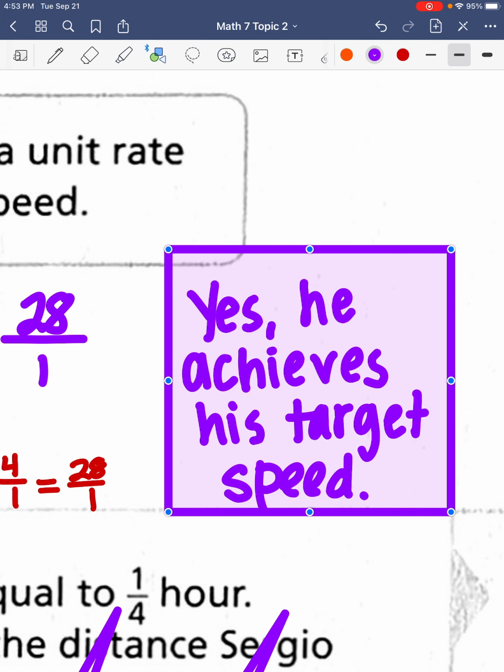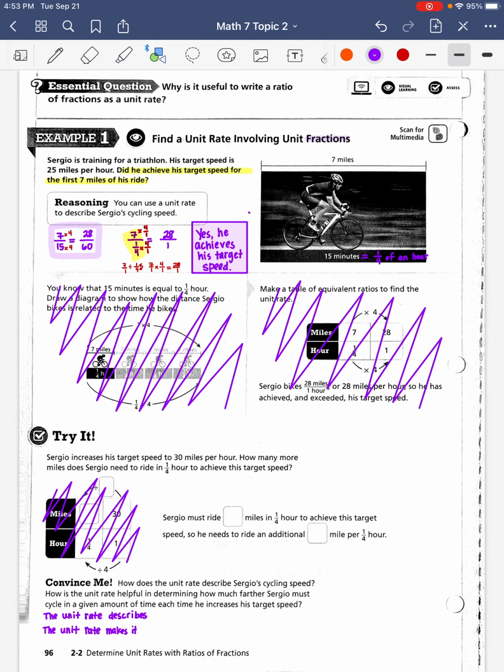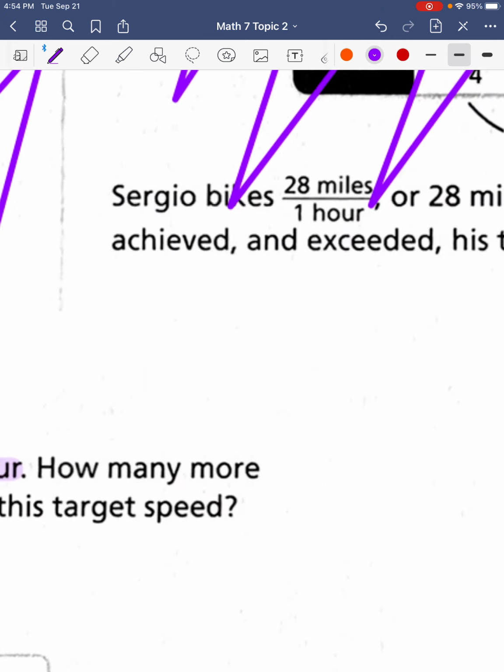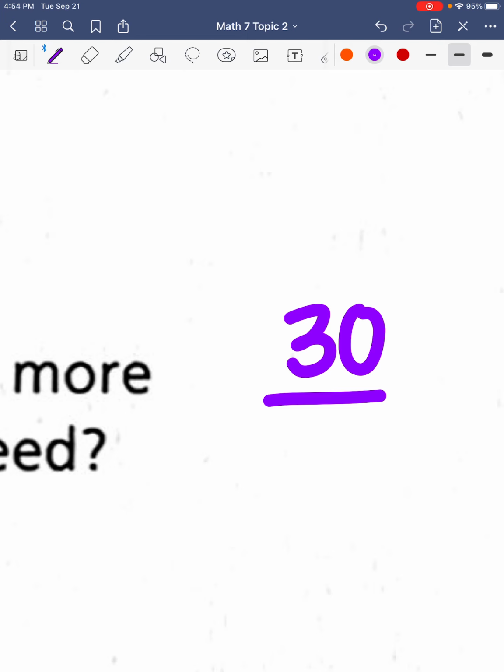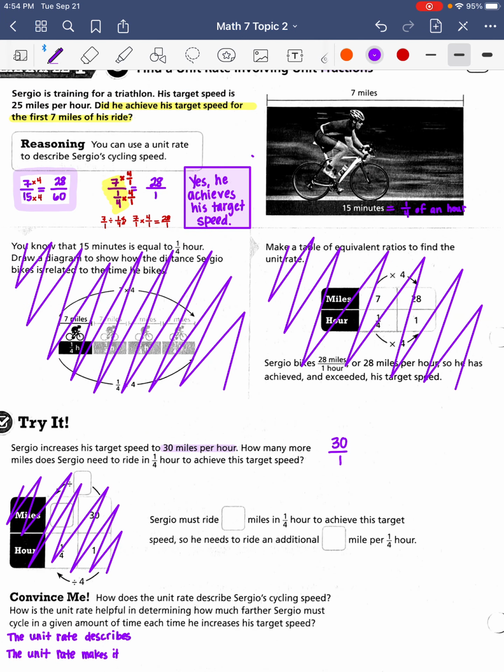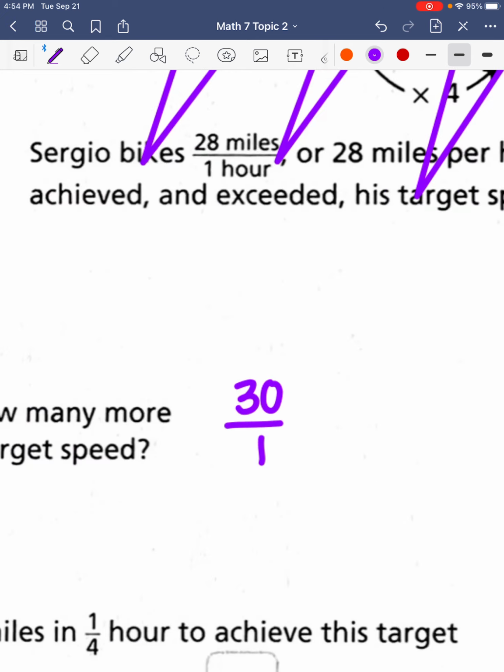Okay, moving on to try it. Sergio increases his target speed to 30 miles per hour. How many more miles does Sergio need to ride in 1/4 of an hour to achieve his target speed? Okay, so we're going to start right here with the unit rate. And it tells us that he increases his target speed to 30 miles per hour. So I'm going to write a unit rate with that. 30 over 1. And we want to know how many miles he needs to ride in 1/4 of an hour to achieve that target speed.